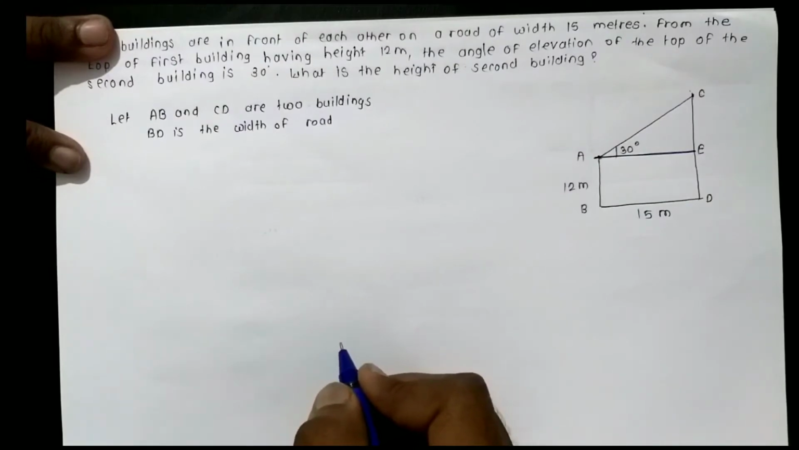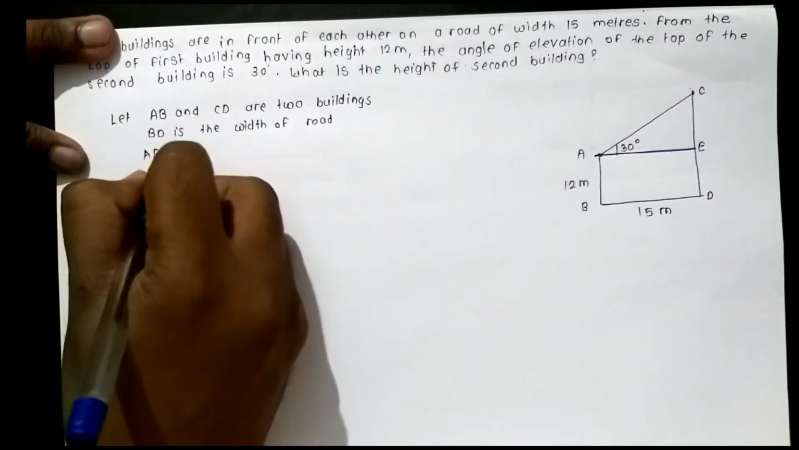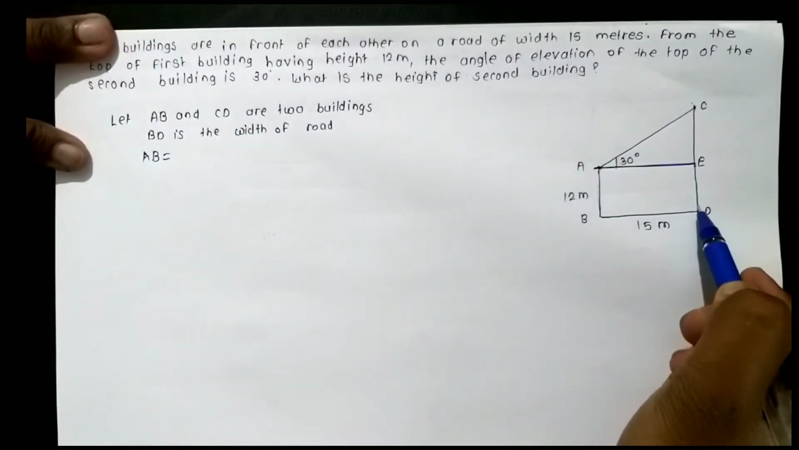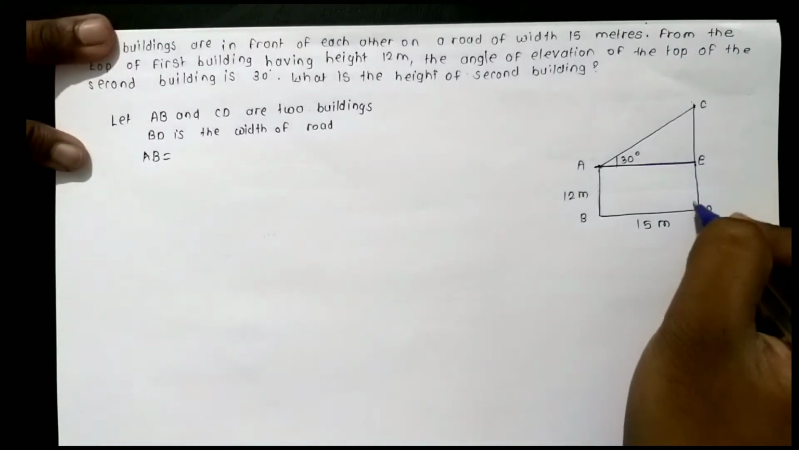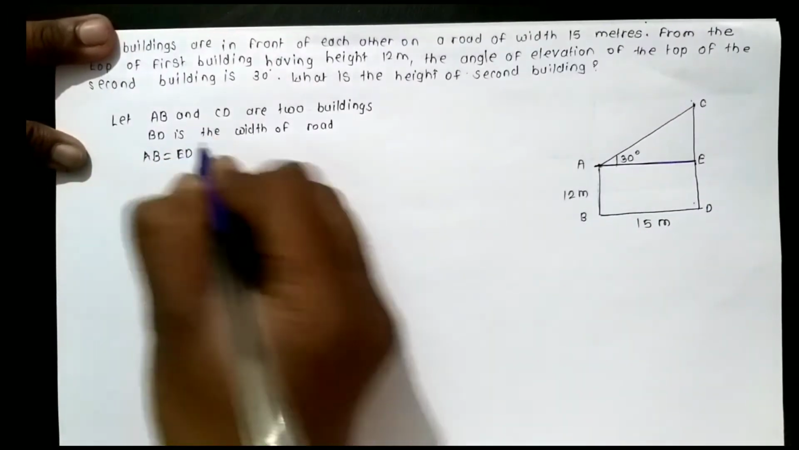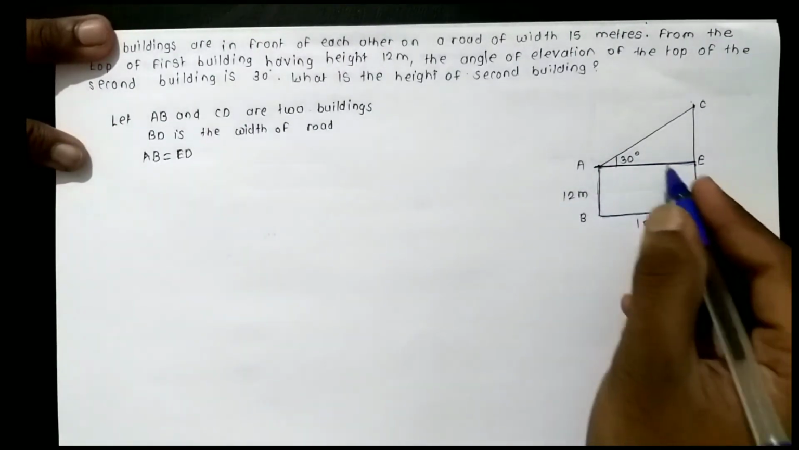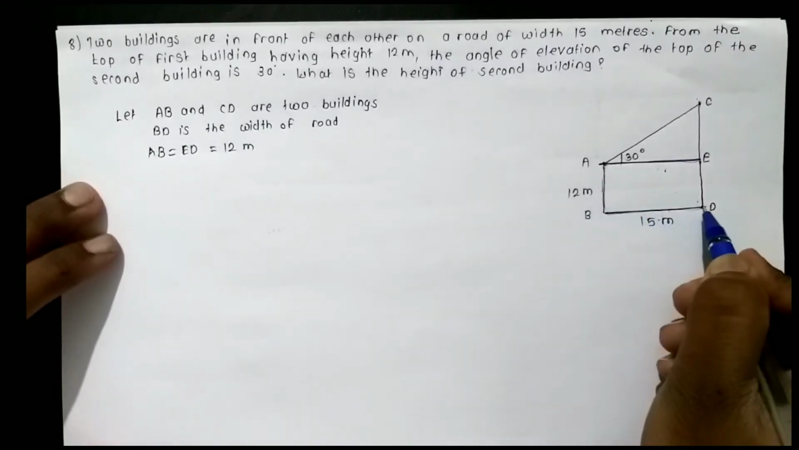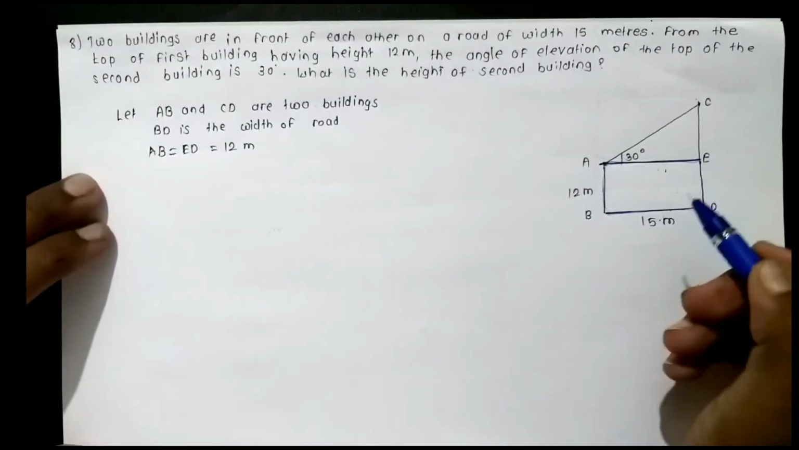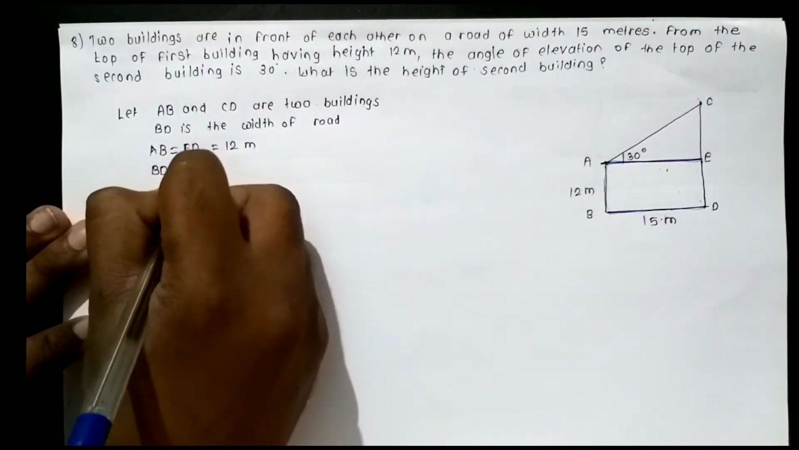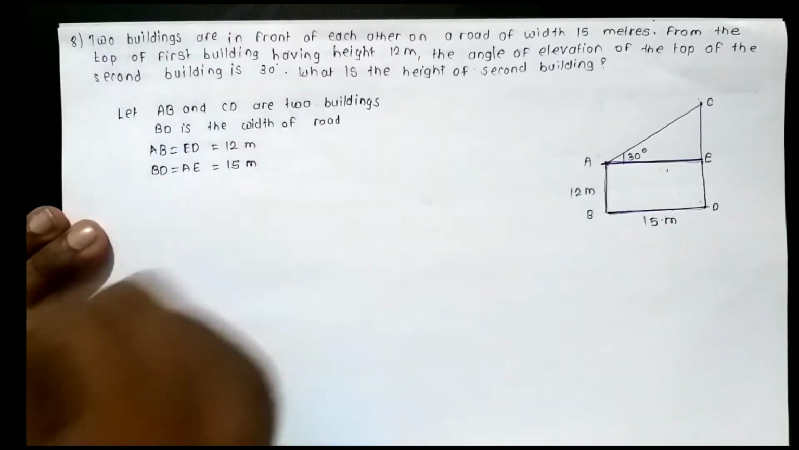Then write all the measures, that is AB equal to ED. ED is also 12 meter, as it becomes a rectangle. This is a rectangle and opposite sides of a rectangle are equal. So AB is equal to ED is equal to 12 meter. Now BD is 15, so AE is also 15. BD is equal to AE is equal to 15 meter.